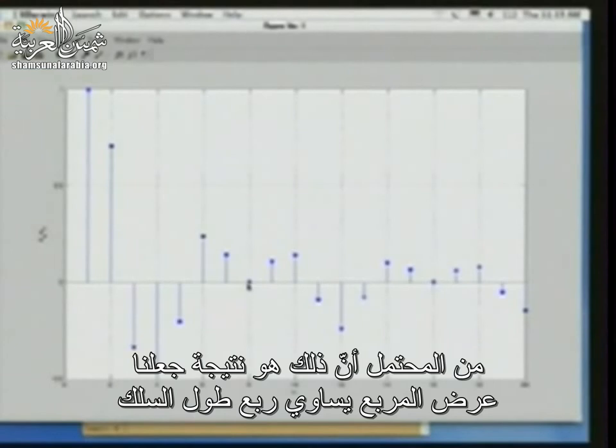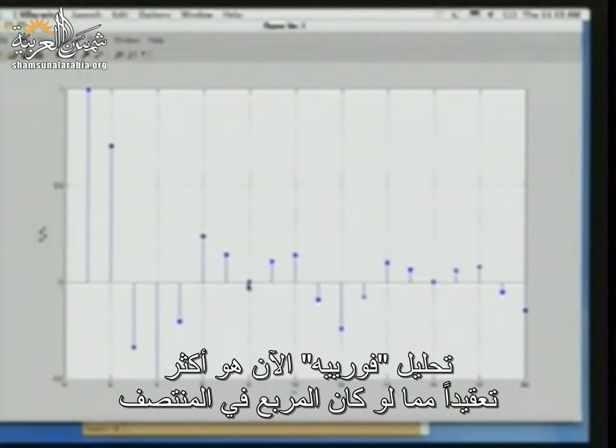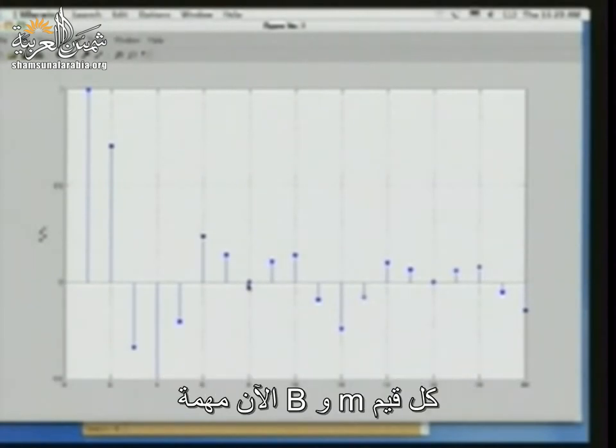Well, that's probably the result of the way we set up the square, which has a width of 1/4 of a length, and we offset it from the middle by 1/4 of a length. Remarkable example of Fourier analysis now, which is way more complicated than if you nicely center it. All values of B now, all values of M, are important.